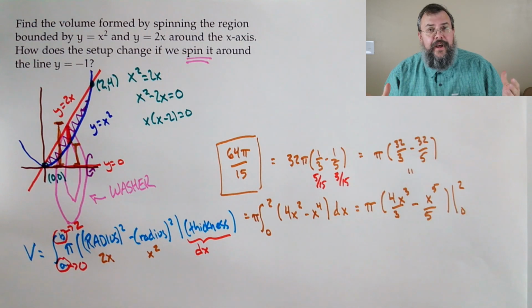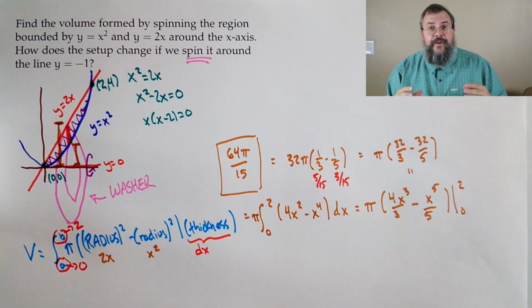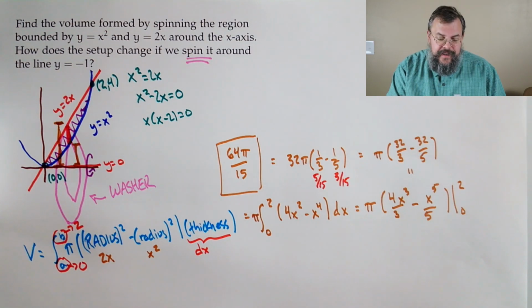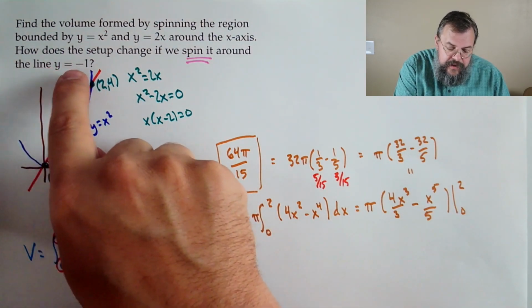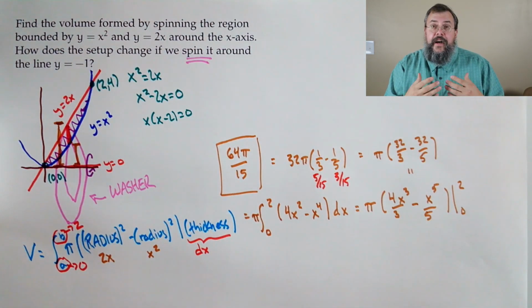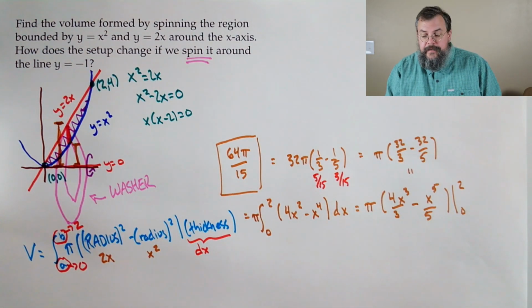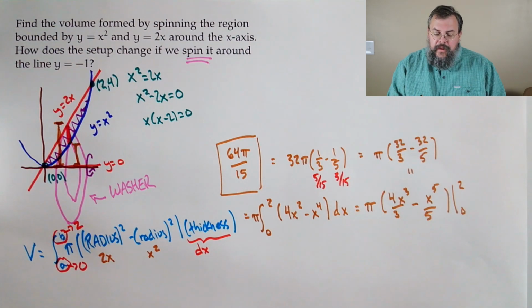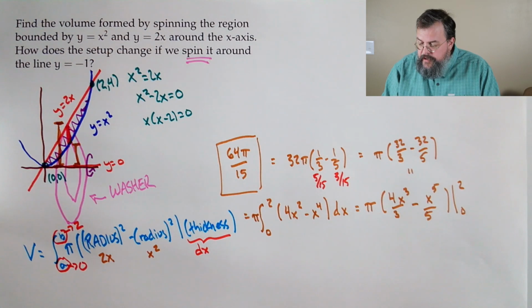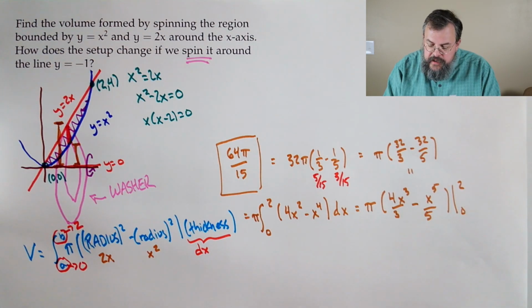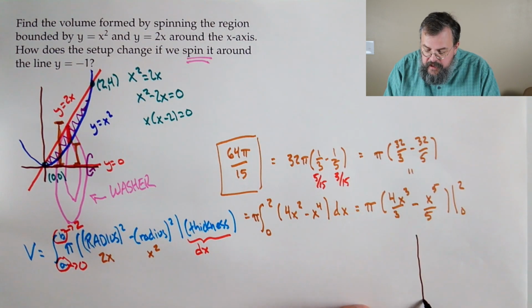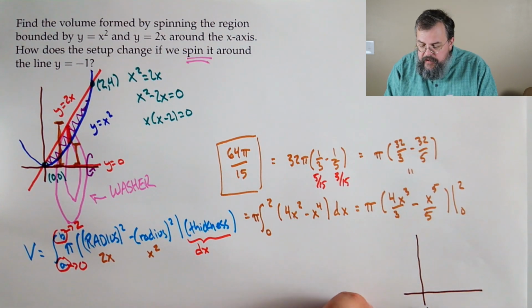If you get unreasonable answers, and we'll see examples of this as we go along, something has happened and we need to fix it. All right, now keep in mind we're not done with our problem yet. There's a second part. So remember, how does the setup change if we spin it around the line y equals -1? So what's happening there? Now let's think about it. So I'm going to draw the picture again, just simplify it a little bit, just so we can talk through the process.